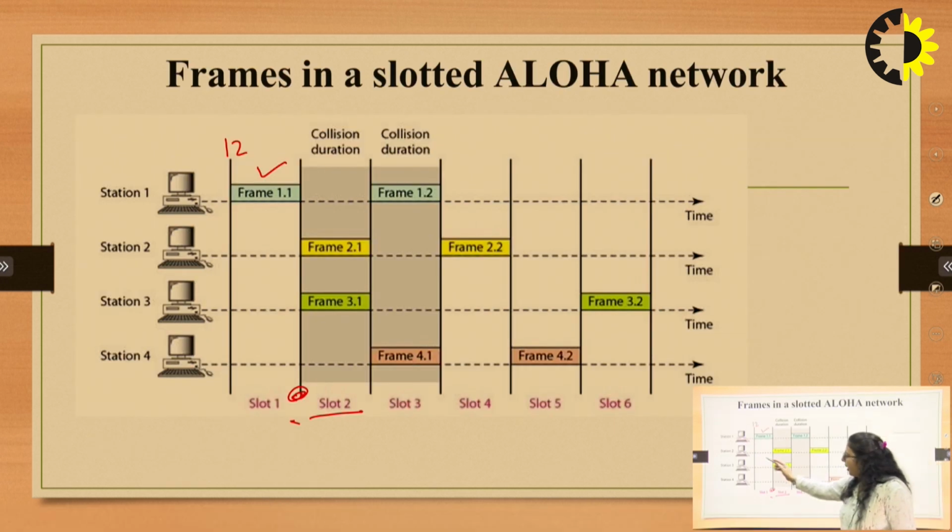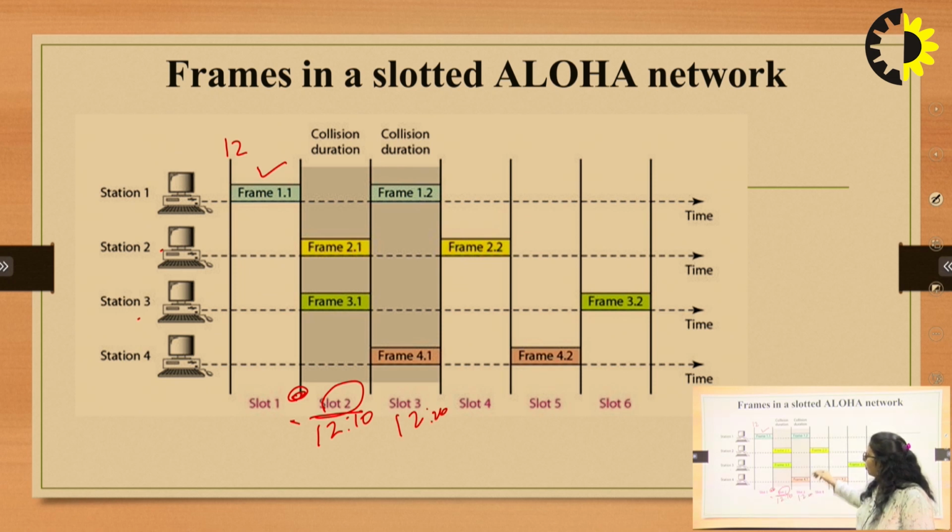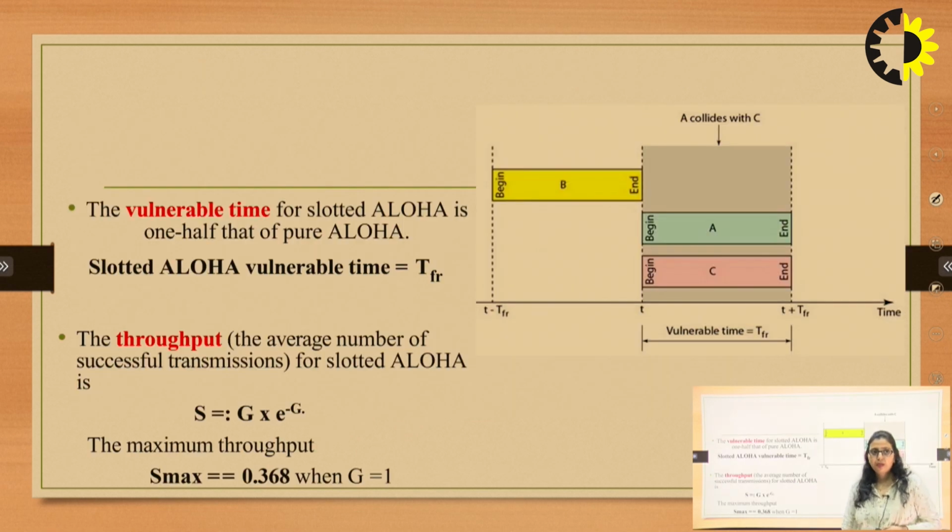Here you can say in slot 2, meaning at 12:10, if we have taken 10 minutes per slot, at 12:10 station 2 and station 3 have started sending the data and there is a collision. At time 12:20 also, both the stations have started sending the data, so there is a collision. At slot 4, there is no collision, and in the 5th and 6th there is no collision.